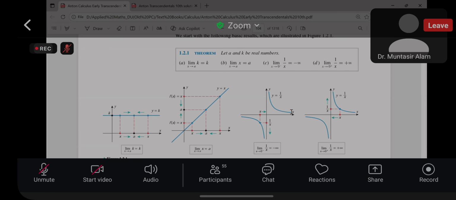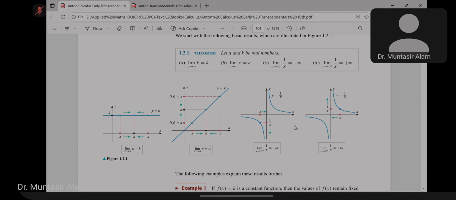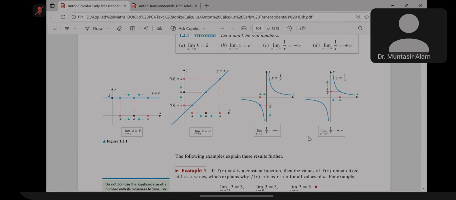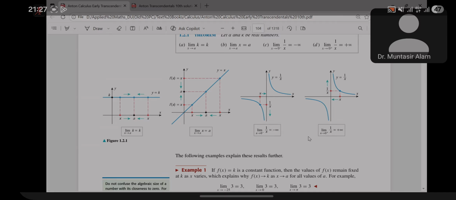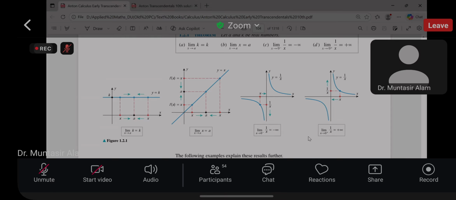already been discussed in the previous section. So for the case of C and D, we say limit does not exist, since the limiting values are minus infinity and plus infinity respectively. That means limit does not exist in this case. Okay?